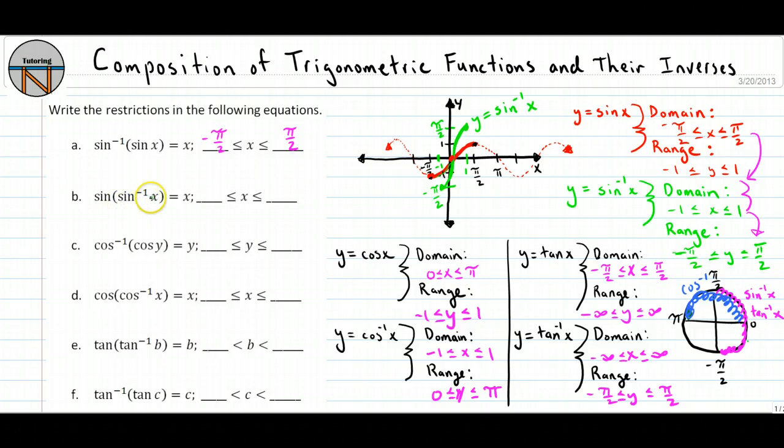All right. Now if you look at example B, you can see these have been reversed. Sine inverse accepts numeric values and outputs an angle. Then when you take the sine of that angle, it gets you back to the numeric value.